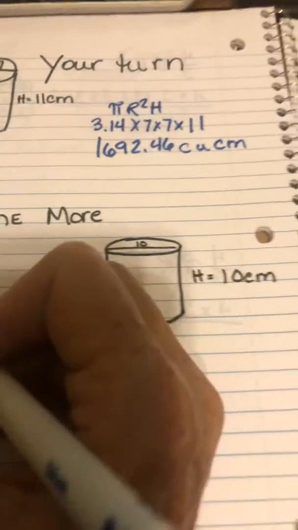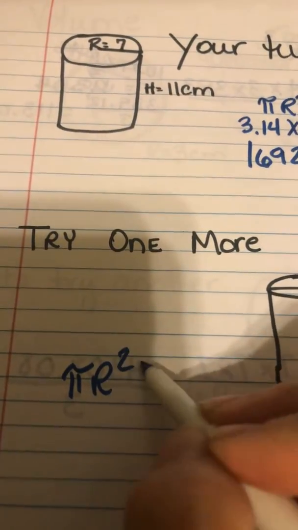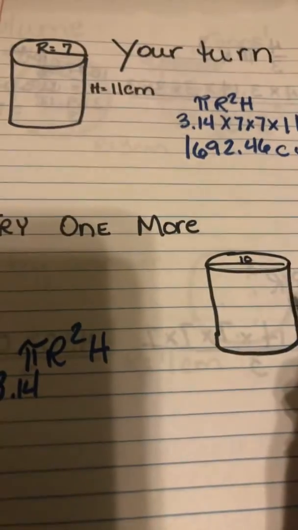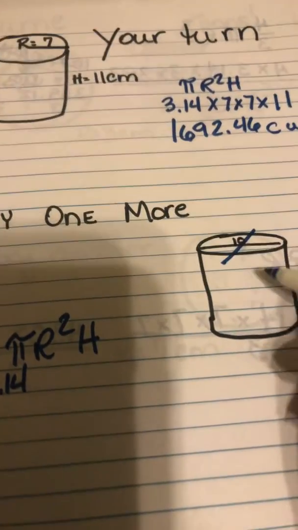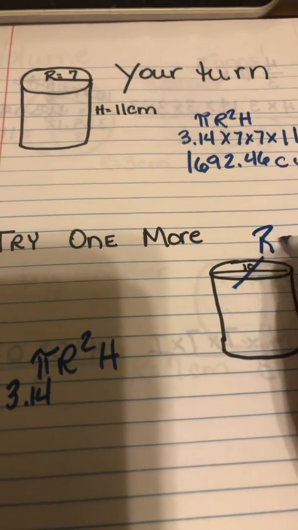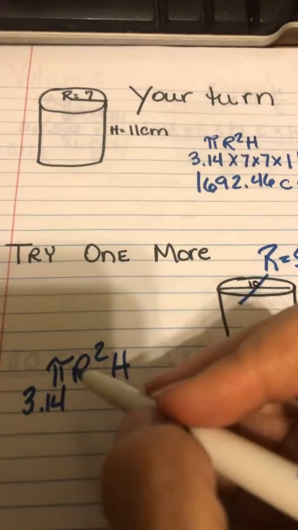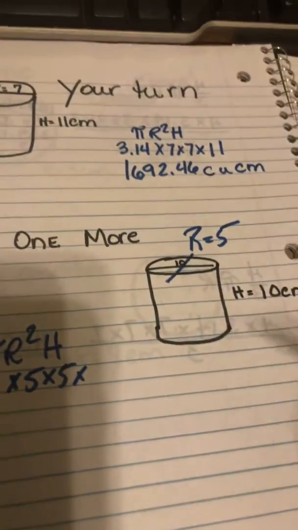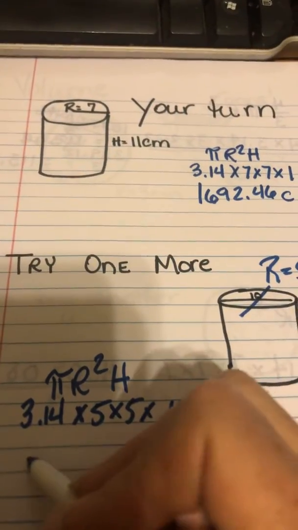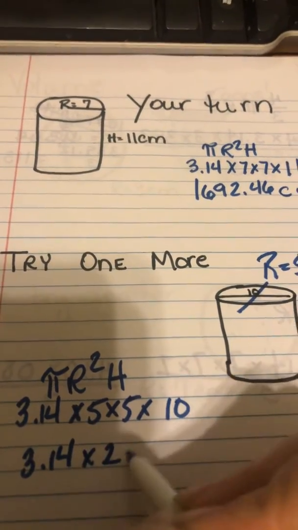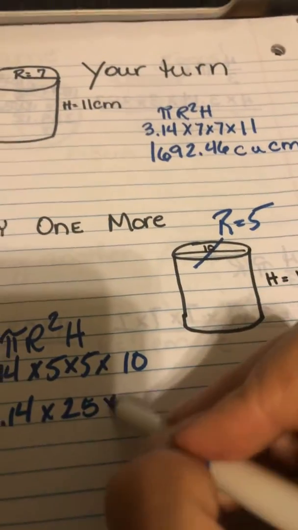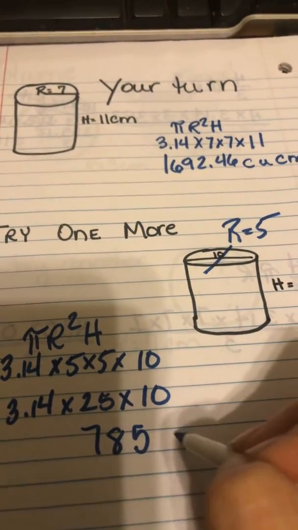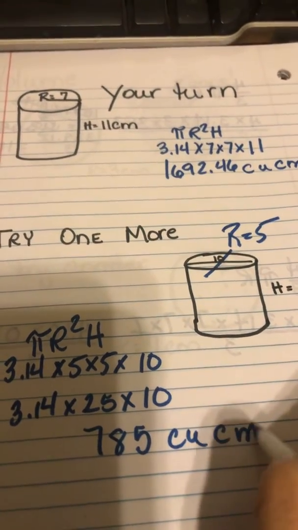This one right here, I'm going to write my formula, pi r squared h. The more you write it, the better you'll get it memorized, 3.14. My radius, I know my diameter, so I have to cut that in half to do this formula. So my radius is 5, so I'm going to times it by 5 times 5, and my height is 10. And yes, I could have written it 3.14 times 25, because 5 squared is 25, times 10, either way. And when I multiply that in my calculator, I get 785 cubic centimeters.